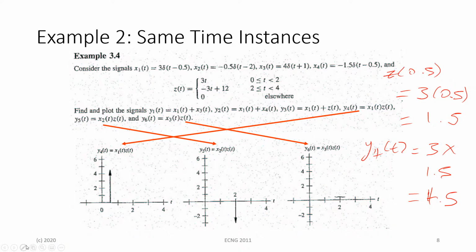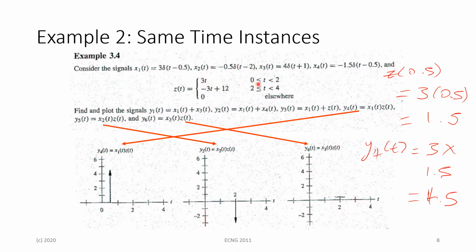So let's watch our example here for a y5 signal, which illustrates the same thing, but now we're going to end up with a resultant negative impulse instead of a positive impulse as we saw for the y4 signal. The y5 signal here was x2 of t multiplied by z of t. Now x2 of t has a negative magnitude of negative 0.5, but it occurs at time equals 2 seconds. Because it's multiplying with our z of t signal, we need to work out the resultant equation for time equals 2 seconds.